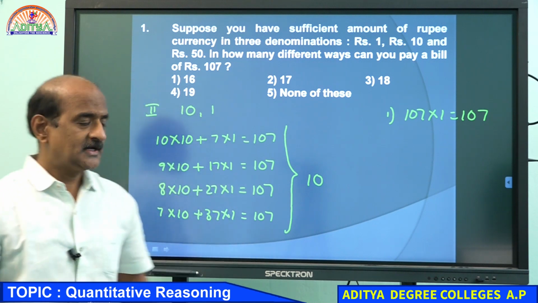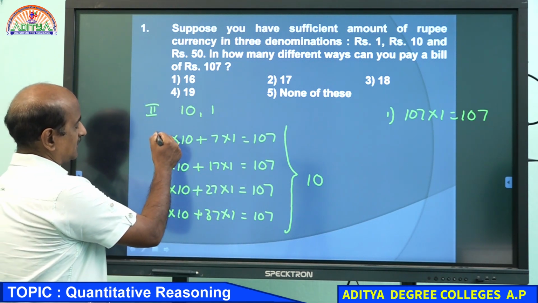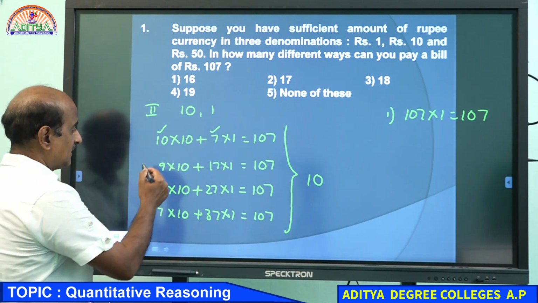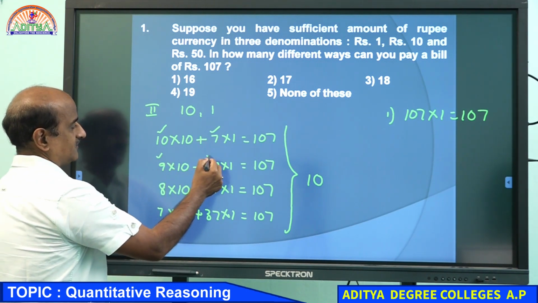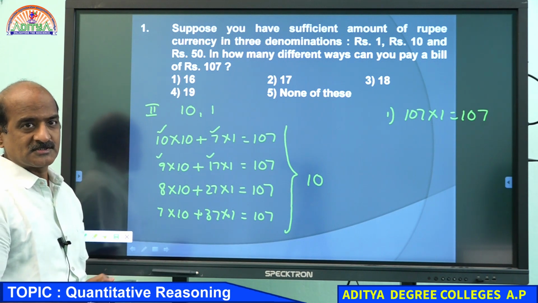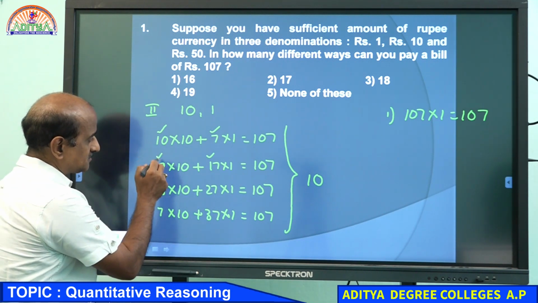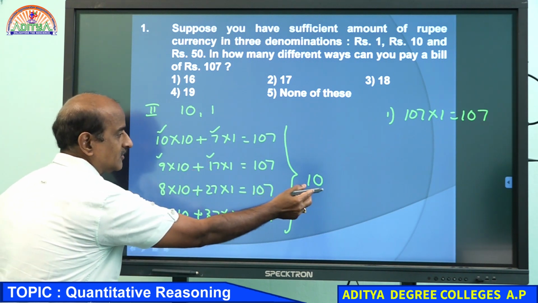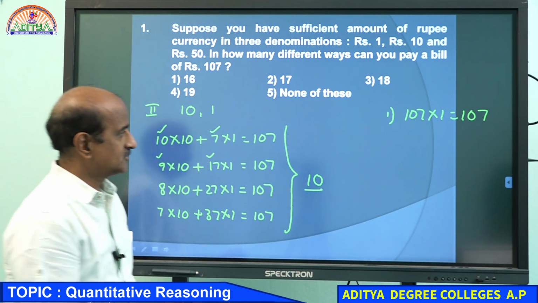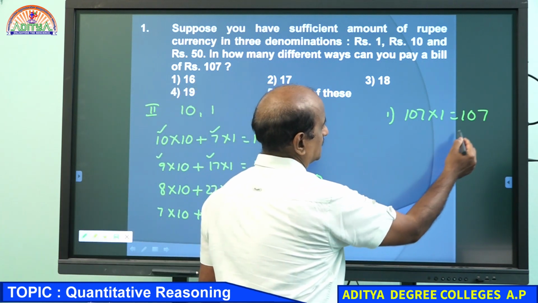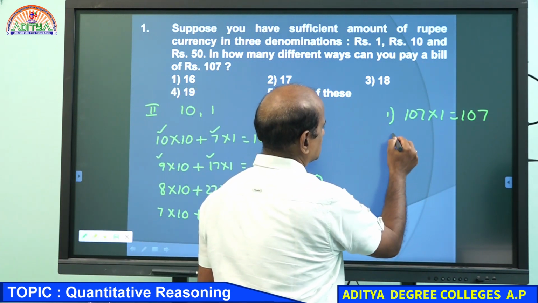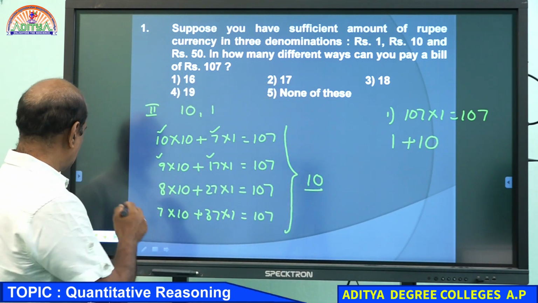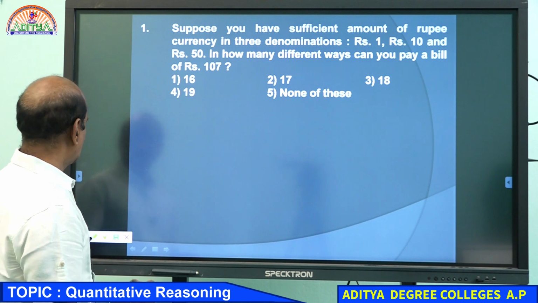So 10 ten-rupee notes, 7 one-rupee notes, that is 107. 9 ten-rupee notes, 17 one-rupee notes. I hope you understand this. If you reduce this by 1, you will be increasing this particular number, and like that we will be getting 10 combinations. Therefore, this is one combination, and then 10. So far, we have 11 combinations.